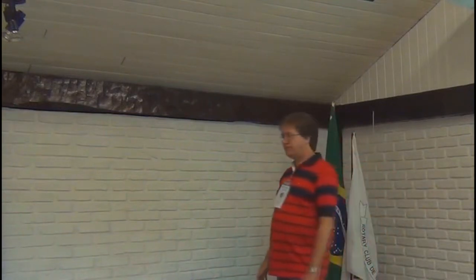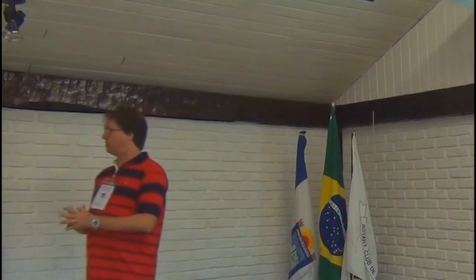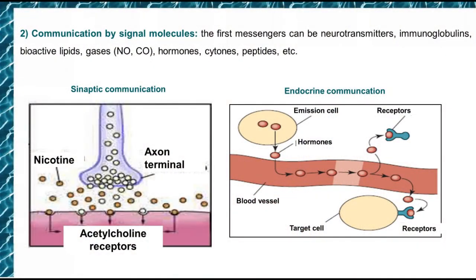One of the first types of signal transduction can be represented by that image, the cell-to-cell contact. So one cell contacts another cell, and they transmit to each other some different signals that can be interpreted and that can generate an answer to that cell-to-cell contact. But not only cell-to-cell contact, the cells may talk with molecules, okay?